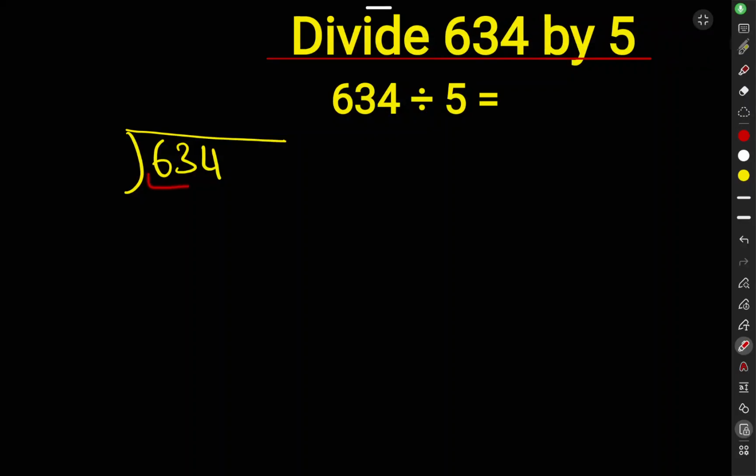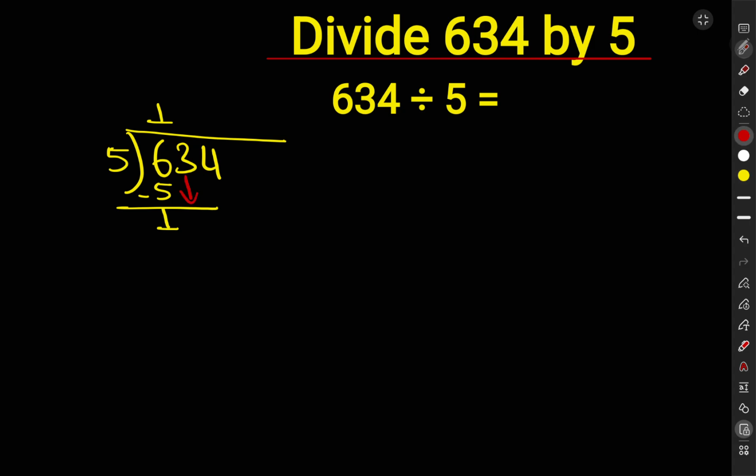Divide 634 by 5 in a long division method. 5 times 1 is 5. On subtracting, we get 1.